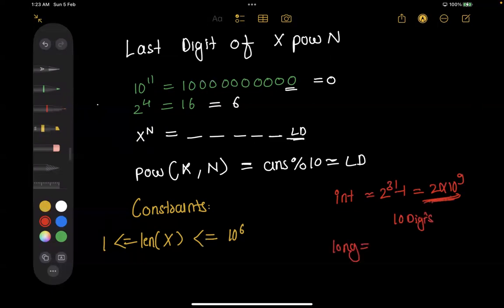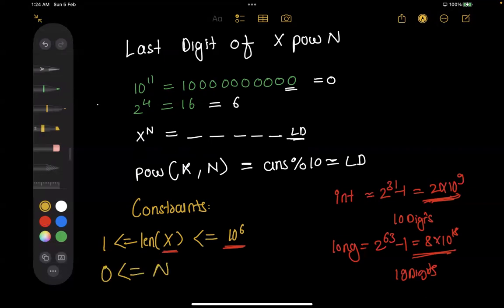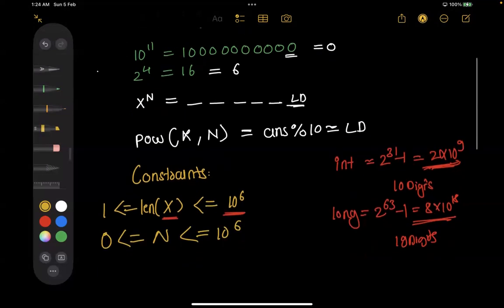Let's take long. Long is nothing but 2 power 63 minus 1. That is almost near 8 into 10 to the power of 18. This is around 19 digits, right? But we are given a number x which can have 10 power 6 digits. Okay. And there is another number n which is anywhere between 0 and 10 to the power of 6.